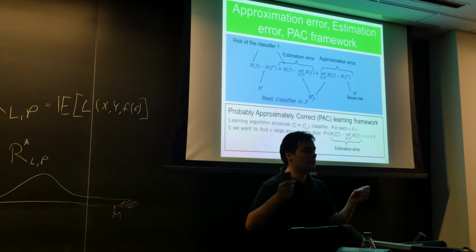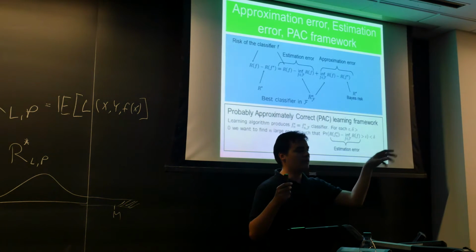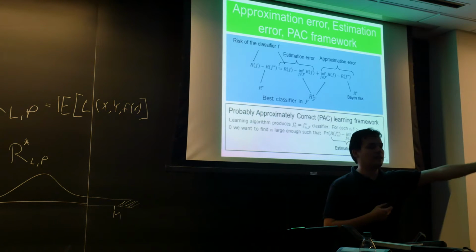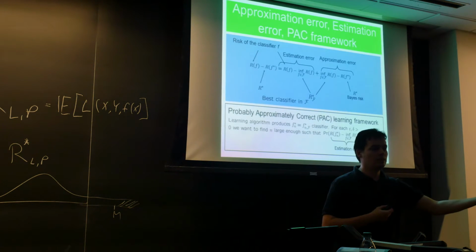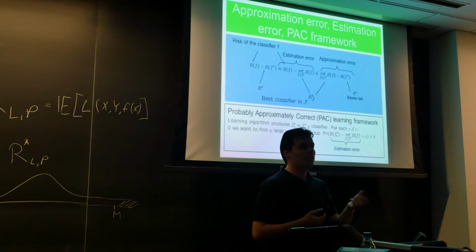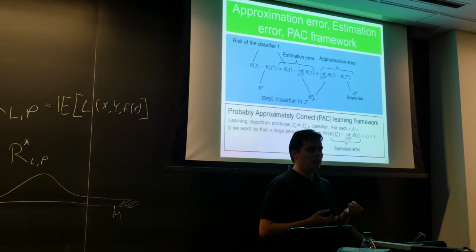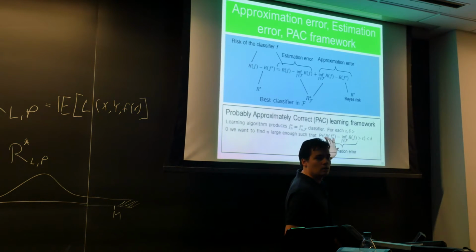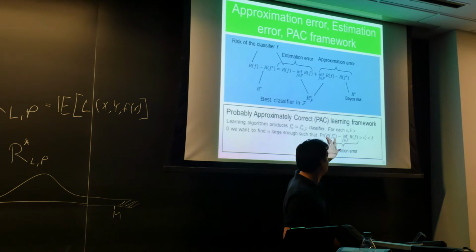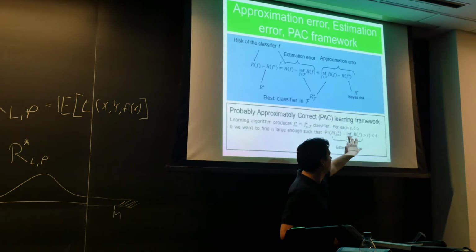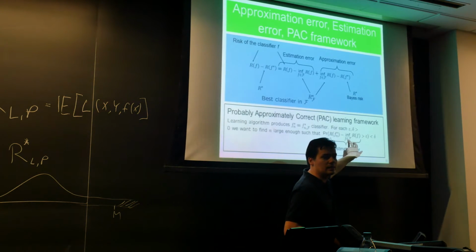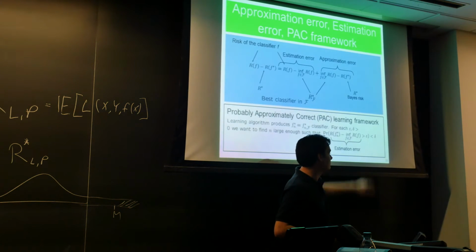Right? So the question you study is, you fix a small enough epsilon and a small enough delta, and you ask how large my training set should be, so that if I do empirical risk minimization, then the true risk of the function my algorithm produces is not too far from the best achievable risk in this function class F.